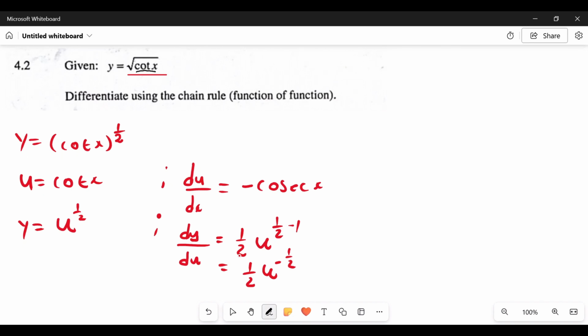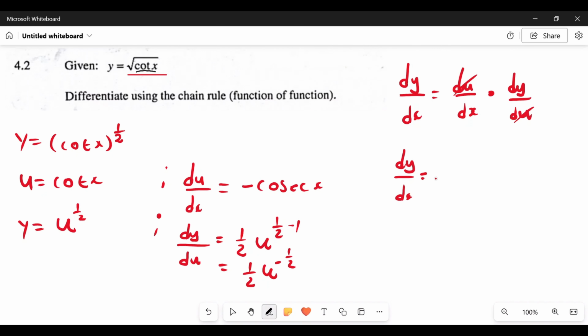So the next step is to multiply the derivatives of u and y. So in order for you to find dy over dx, you have to multiply the derivative of u with the derivative of y with respect to u. There we go. This du and du, they will divide each other. You're going to be left with dy over dx. Basically, that's what is happening. dy over dx. Let's continue. We need to substitute du over dx.